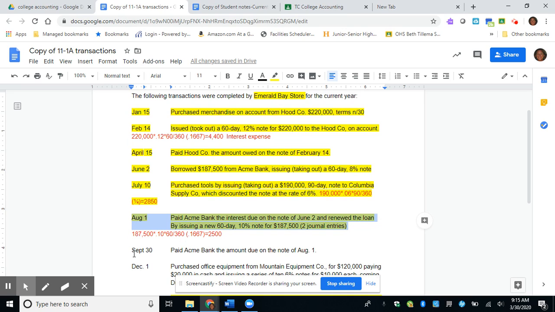So 60 days goes by, and on September 30th, it looks like I am paying not only the interest due on the second note, but I'm also paying the face value of the note. So let's figure out the interest.